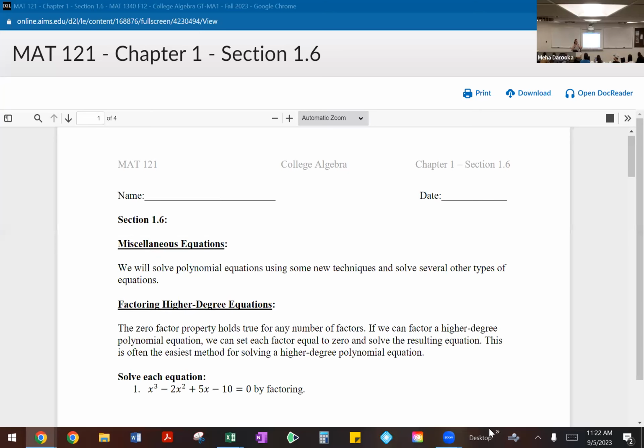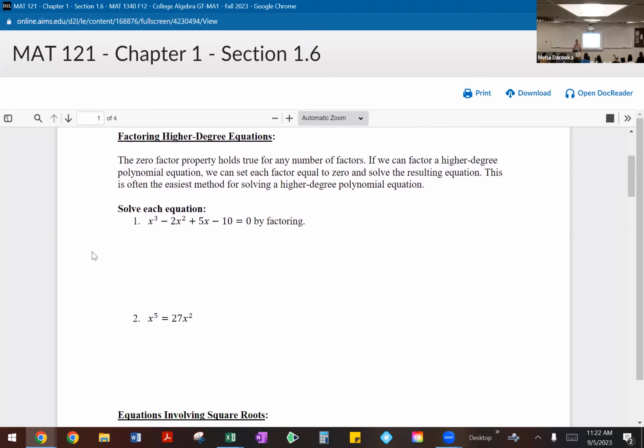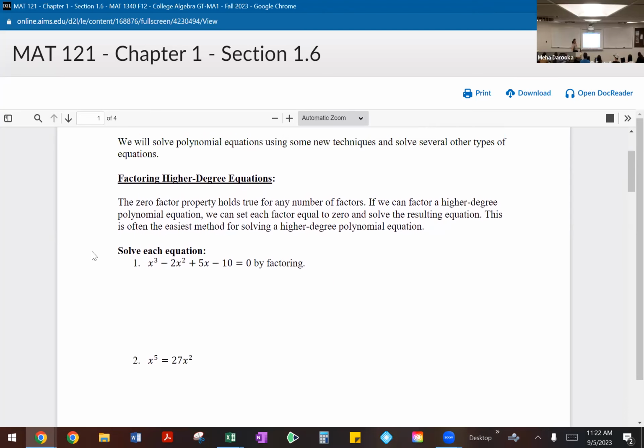Now remember, quadratic equations are degree 2, right? So they were just 2nd degree polynomials, but now we're getting into, like I said, higher degrees, and then we'll get into some other types of equations also. So let's take a look at this guy here.